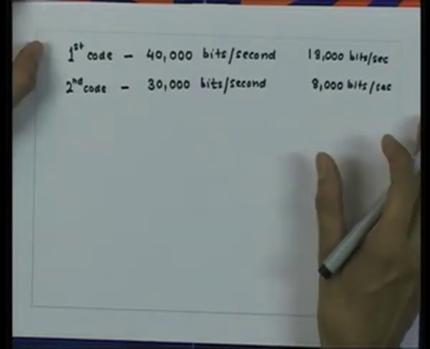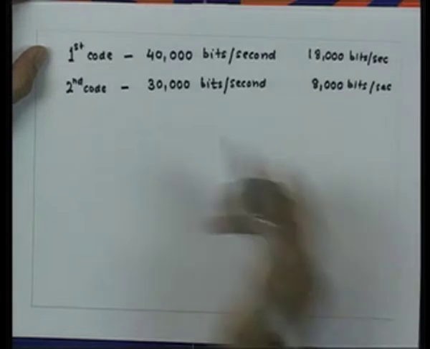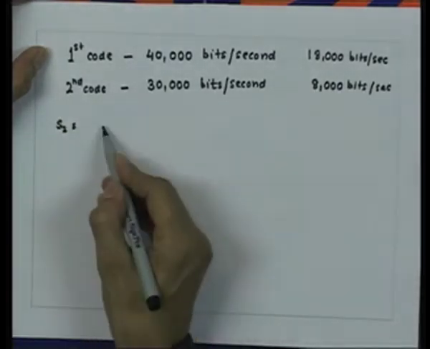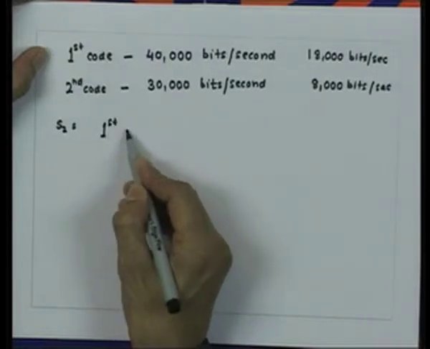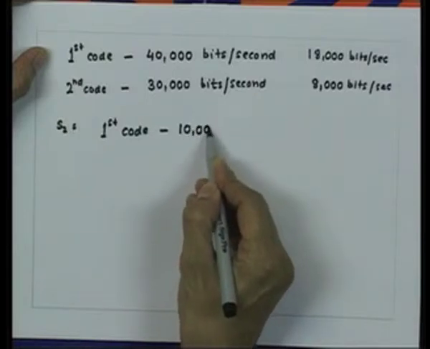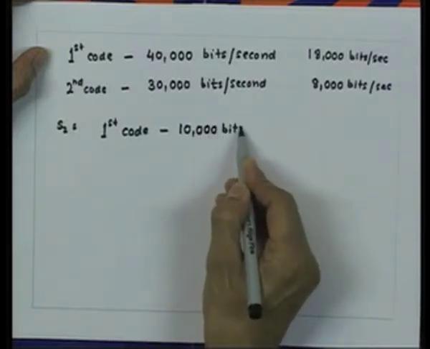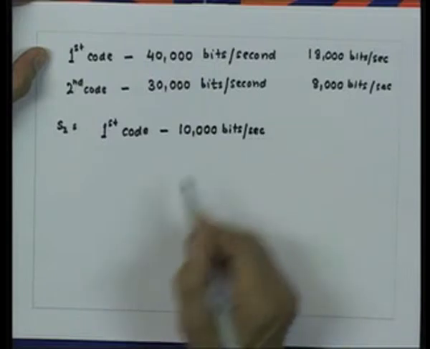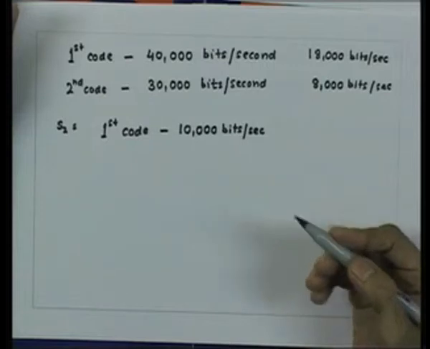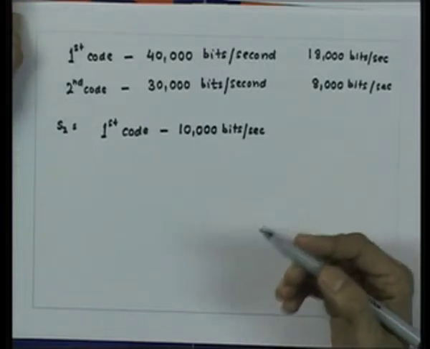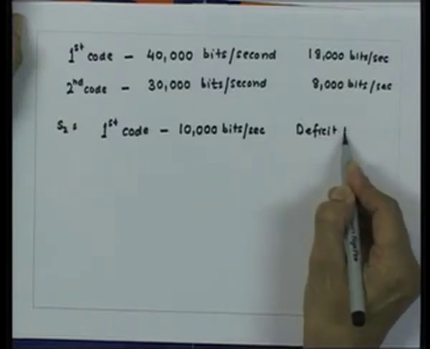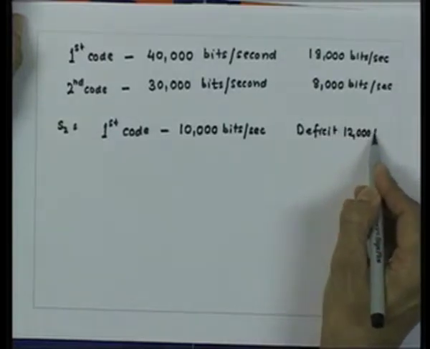Now, if the same source generates a string of, say, S2s, then the first code will generate 10,000 bits per second, and since the channel is expecting 22,000 bits per second, somehow we will have to make up for the deficit of 12,000 bits per second.